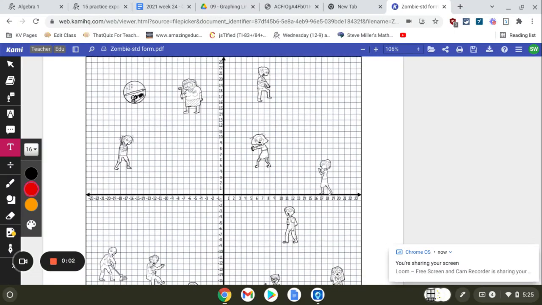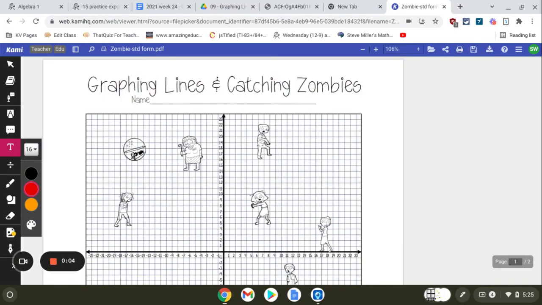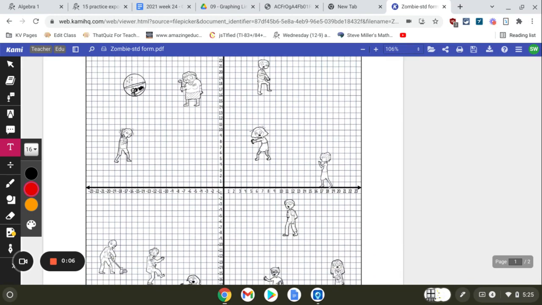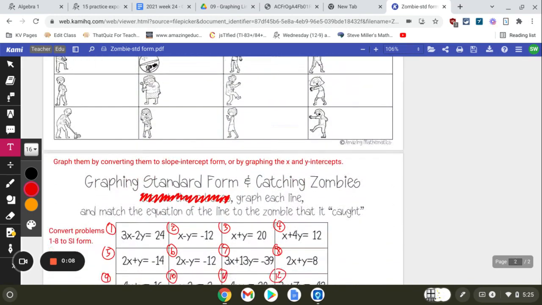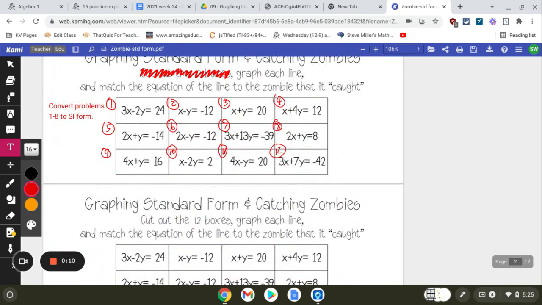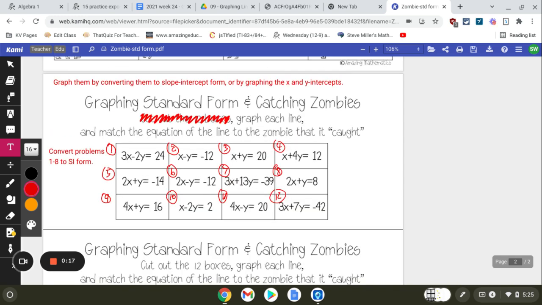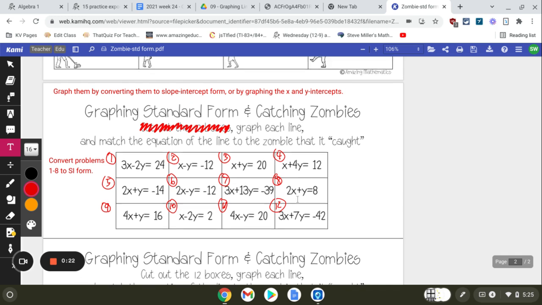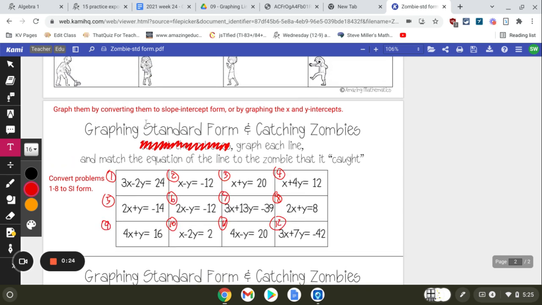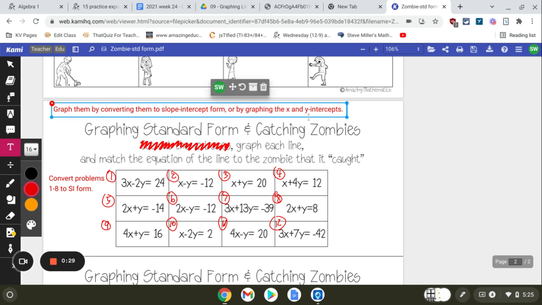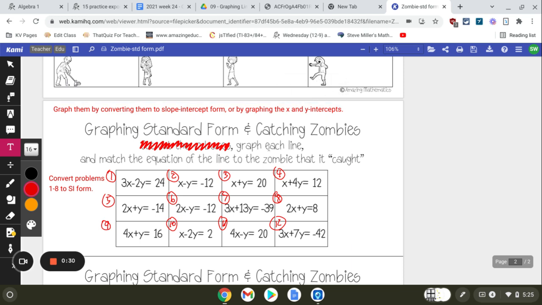All right, let me show you what we're doing on this graphing lines and catching zombies thing. So there are 12 different equations for lines down below here, and you're going to have to graph those lines, right? I'm going to go ahead and do number 10 and 12 for you. It says graph them by either converting them to slope-intercept form or by plotting the x and y intercepts.